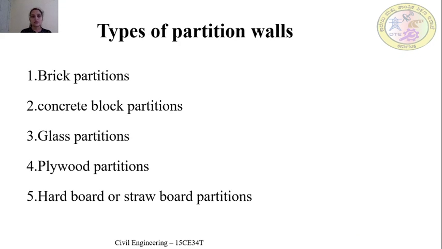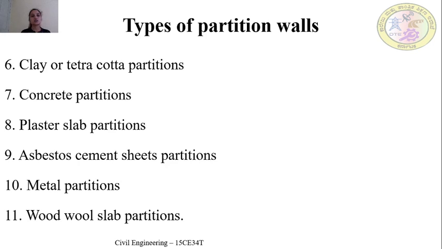Next are the types of partition walls. Coming to the types of partition walls, brick partitions are available, concrete block partitions can be made, or glass partitions can be utilized, plywood partitions, hardboard or straw board partitions, clay or terracotta partitions, concrete partitions, plaster slab partitions, asbestos cement sheet partitions, metal partitions, wood wool slab partitions.